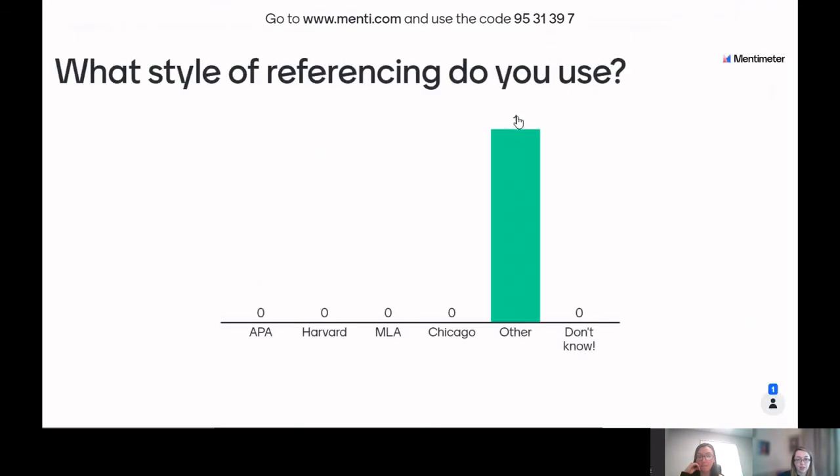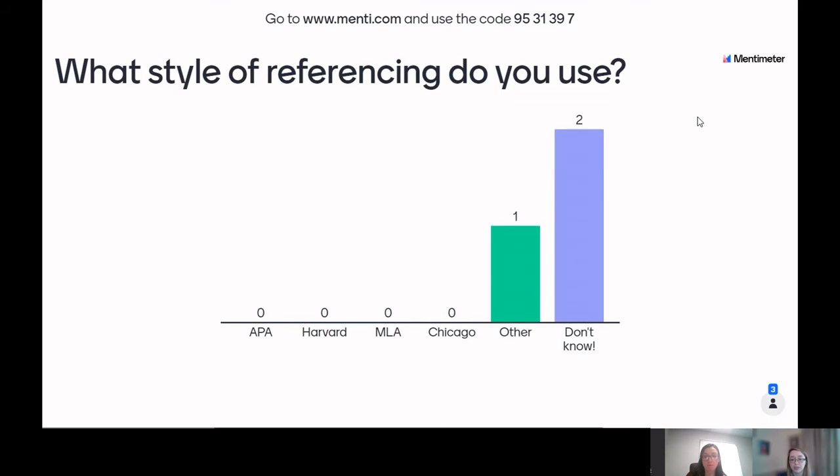Yeah. So on to Mentimeter again. What style of referencing have you guys had to use? So there's a few examples there of APA, Harvard, MLA, Chicago, Other, and Don't Know. So we have a good few don't knows, and that's completely fine. It might be new to you.